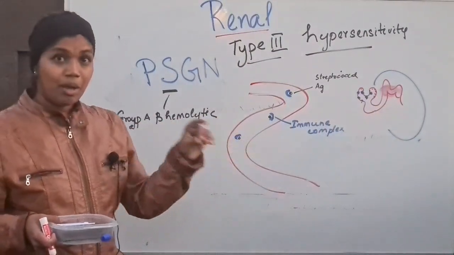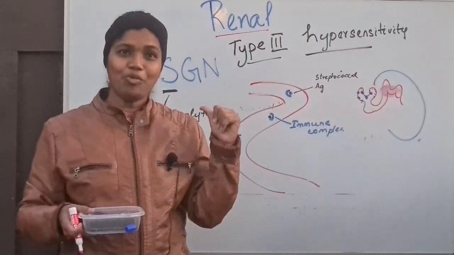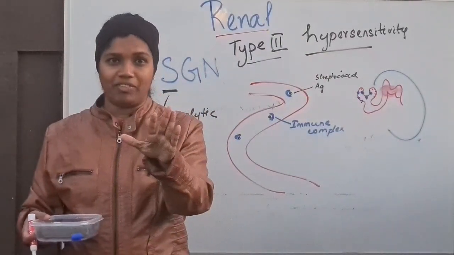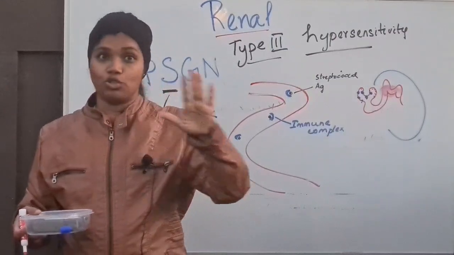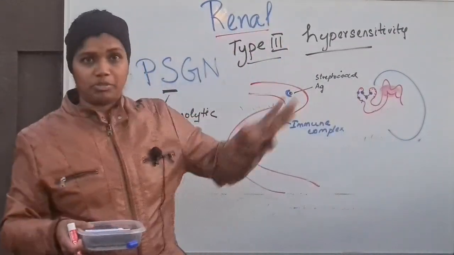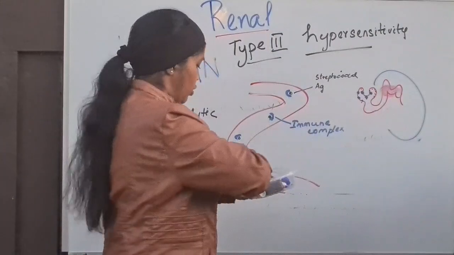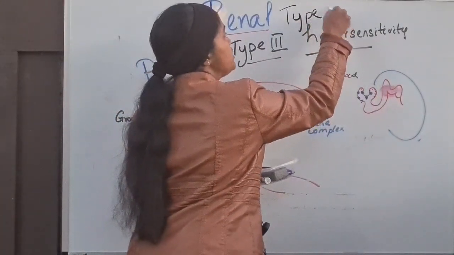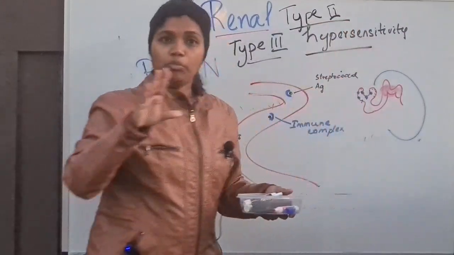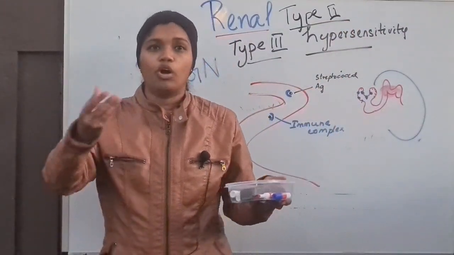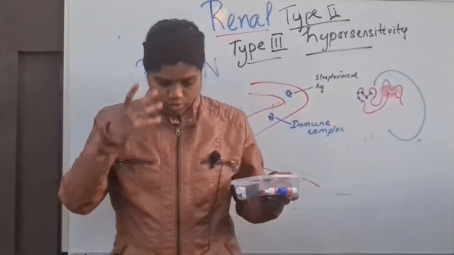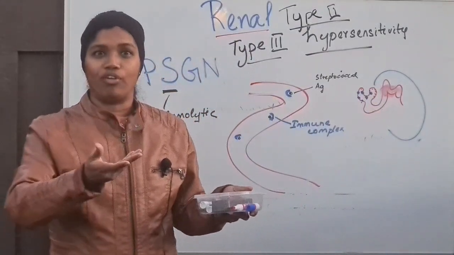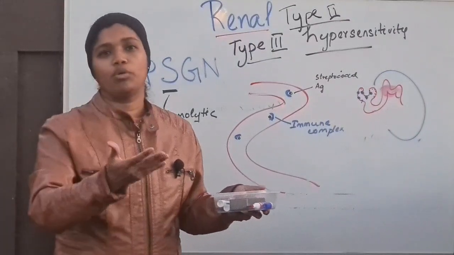Am I clear? But you should remember that the same group A beta hemolytic streptococci, which is capable of causing rheumatic fever, that hypersensitivity is not a type 3 hypersensitivity. That is because of type 2 hypersensitivity. So what is type 2 hypersensitivity? Type 2 hypersensitivity is very common, like how autoimmune diseases happen. The body's own antigens are mistaken for foreign and antibodies are produced against the core antigen.